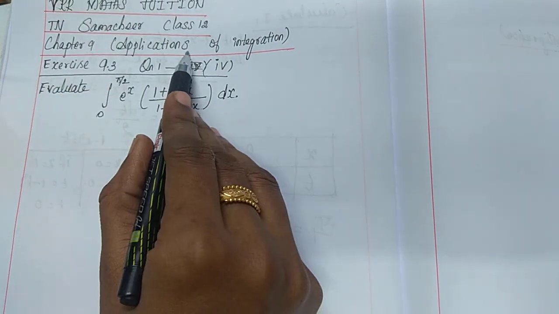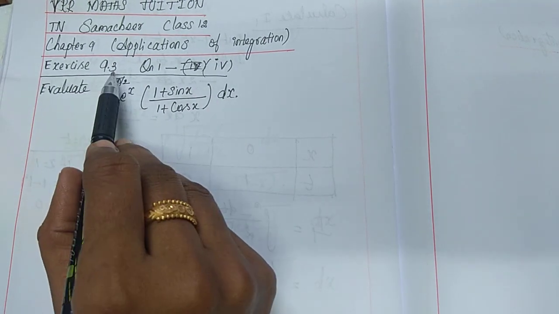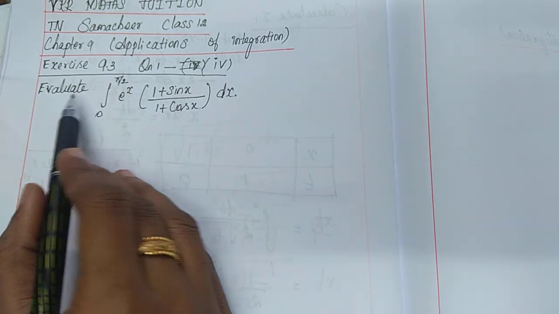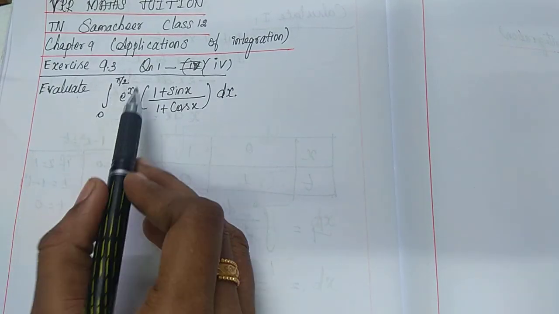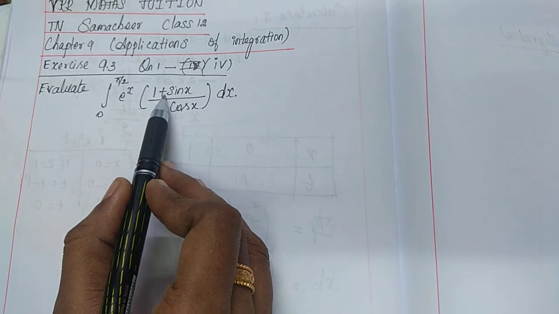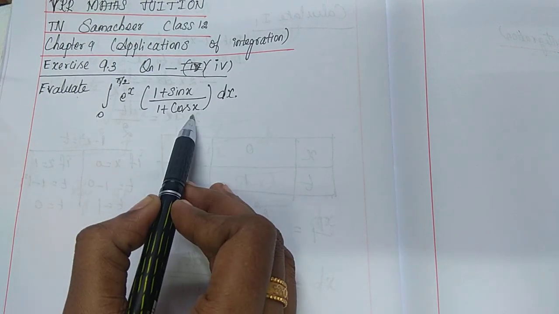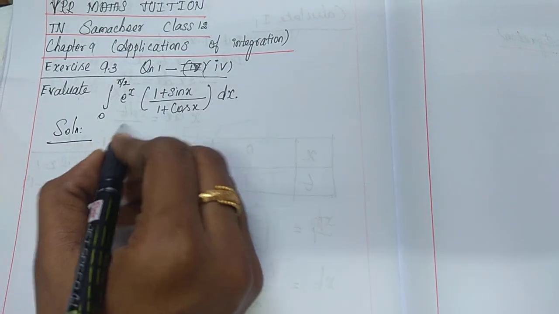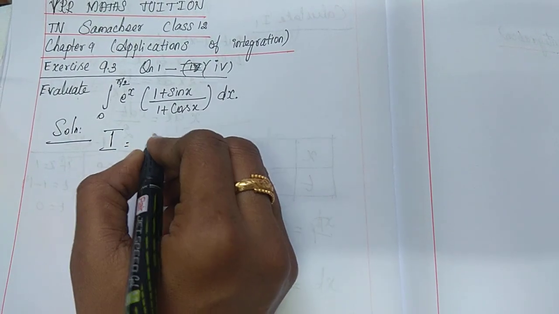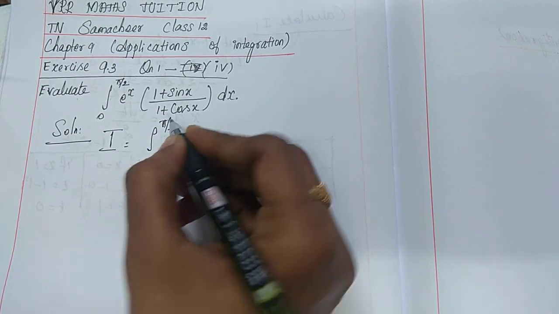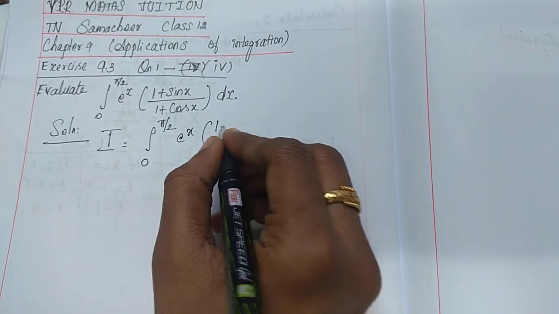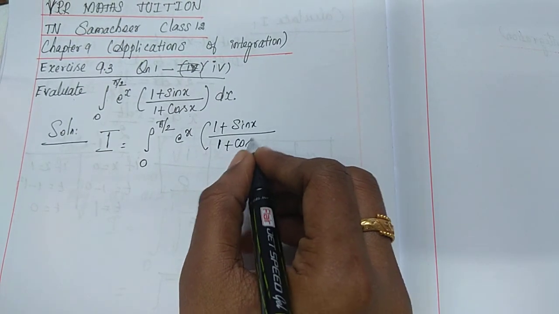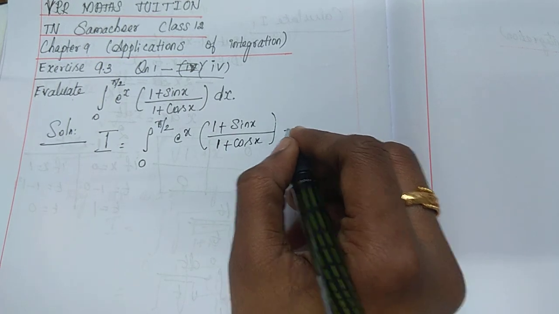Chapter 9, Applications of Integration, Exercise 9.3, Question number 1, Division 4. Question: evaluate the integral from 0 to pi by 2 of e power x, (1 plus sin x) divided by (1 plus cos x) dx. Solution: the given integral, take I, is the integral from 0 to pi by 2 of e power x, (1 plus sin x) divided by (1 plus cos x) dx.